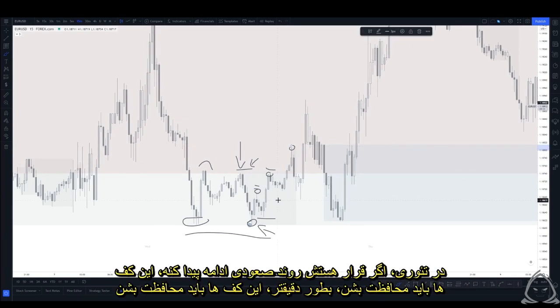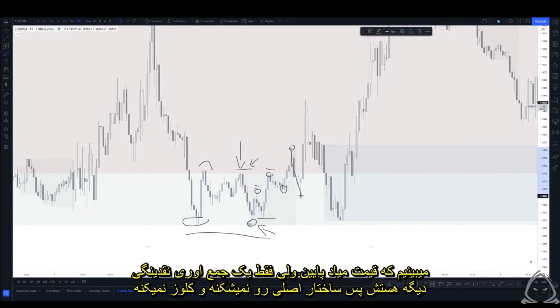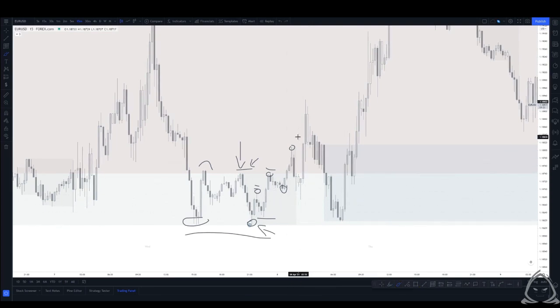And then in theory, if we are to continue the bull trend, this low should remain protected, but more specifically, these lows should remain protected. And what we see is price comes down, but doesn't break and close below. We get another liquidity grab. Therefore, it hasn't actually broken the structure in a conventional sense. This high becomes targeted.